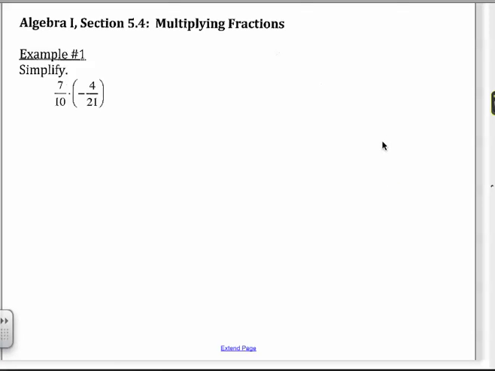Okay, guys, multiplying fractions. You're going to remember this from Miss HS. Y'all did it a billion times. You know it. Fourth grade. Here's the thing. When I'm multiplying fractions, I multiply straight across.